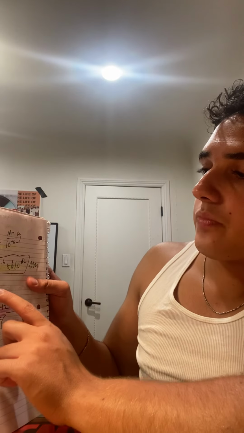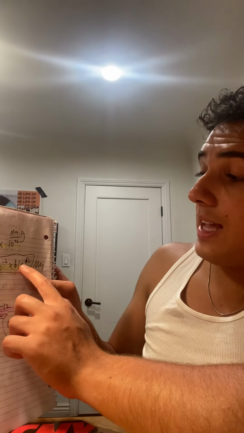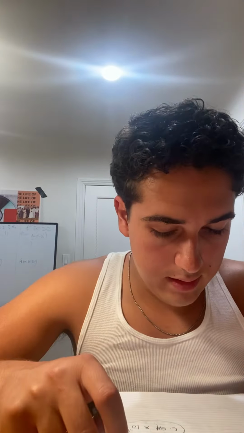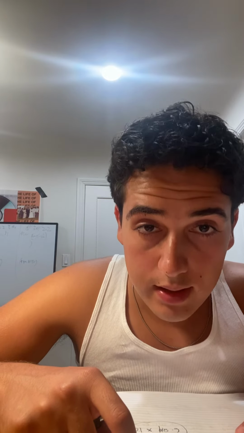So when we do that, our next step is 68.4 times 10 to the negative 6 times 10 to the negative 6 megameters. And this is where things get very interesting. So now that we have everything where we want it to be, we go on to step 6. And step 6 is where we finish it off. So we have 68.4 times 10 to the negative 12 megameters.